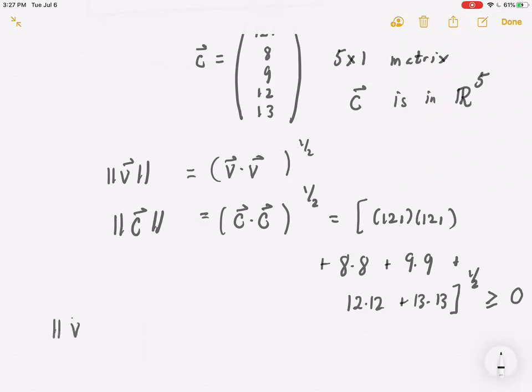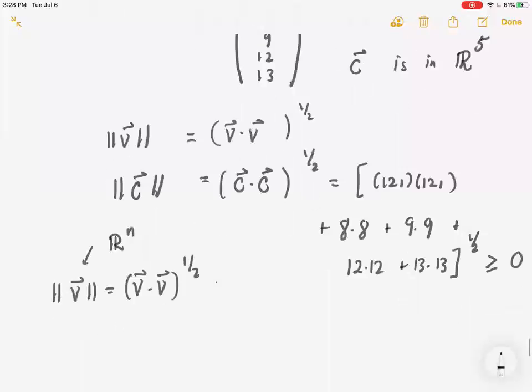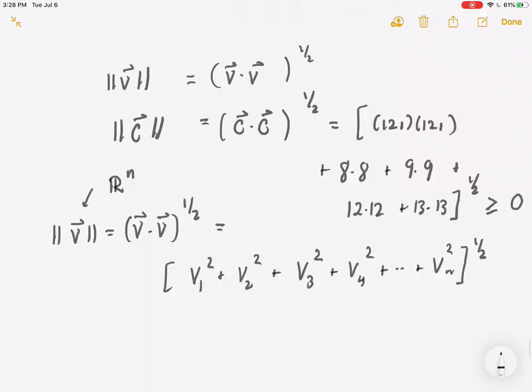So the norm of a vector V, for any vector in n dimensions, is just the dot product of that vector with itself, which gives you a scalar, and then you take the square root of that. That's just V sub 1 squared plus V sub 2 squared plus V sub 3 squared plus V sub 4 squared, all the way up to V sub n squared. And then you take that quantity in square brackets, take its square root, and that result is a number which is 0 if all of these components are 0, or is a positive number.